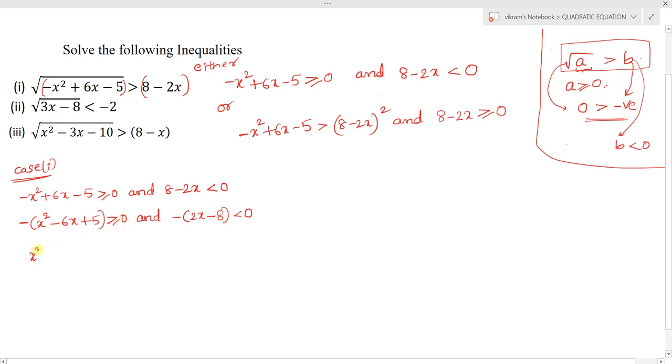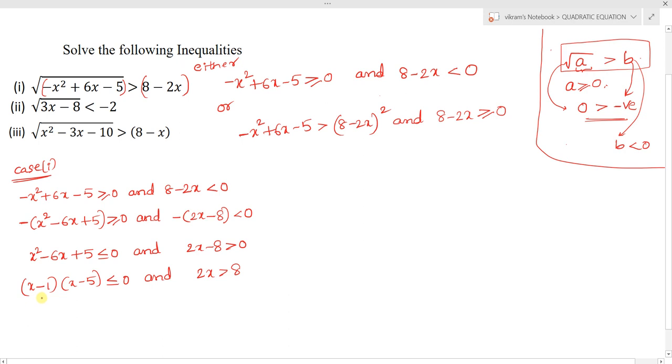So if we multiply with the minus 1, then the inequality changes: greater than or equals to becomes less than or equals to, and 2x minus 8 less than becomes greater than 0. Okay, now we can factorize this as (x minus 1)(x minus 5) less than or equals to 0, and if we take 2x greater than 8.